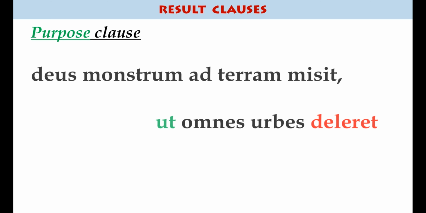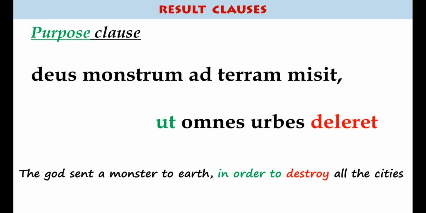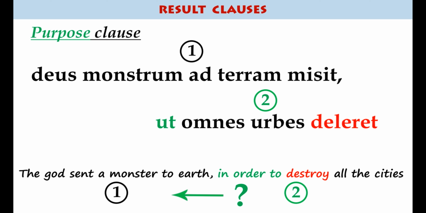Here we are. It's a very typical purpose clause. And as you'll see, it's in two halves. The first half is always the main clause, and that tells us what somebody did to begin with. The god sent a monster down to earth. But the second half is always an explanation of why that thing or person did what they did in the first half of the sentence. In other words, it explains the purpose. Why did the god send the monster? It was in order to destroy all the cities.